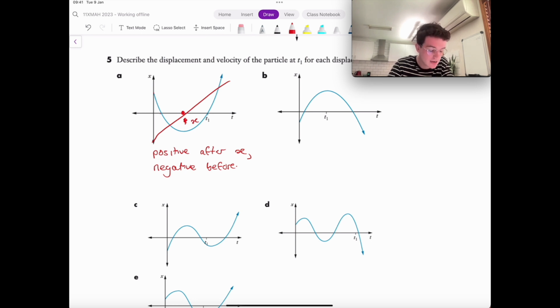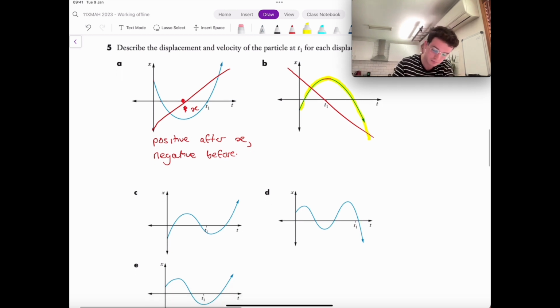Part B, we've got a negative parabola. Its stationary point is here, so its velocity is going to look something like that. So we can see that right here, it's moving towards the origin, away from the origin. It turns around, and then it moves towards the origin and then away from the origin as we go back down. The velocity, well, before t1, it's always positive, and after t1, it's negative. And that makes sense, because at t1, it actually turns around. So it's going from positive, it turns around, and it starts going negative.